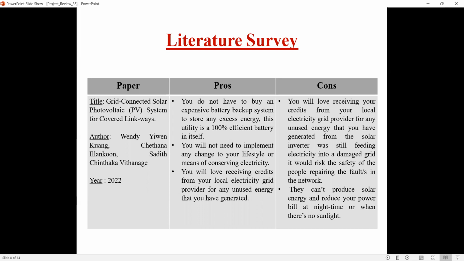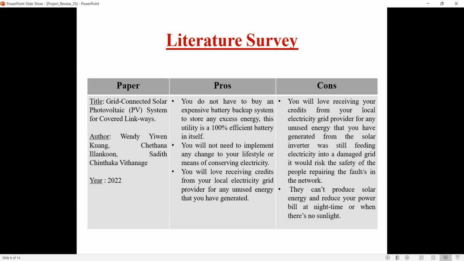Now let's go for the drawbacks of this paper. The solar inverter may still be feeding electricity into a damaged grid. It would risk the safety of the people repairing the faults in the network.